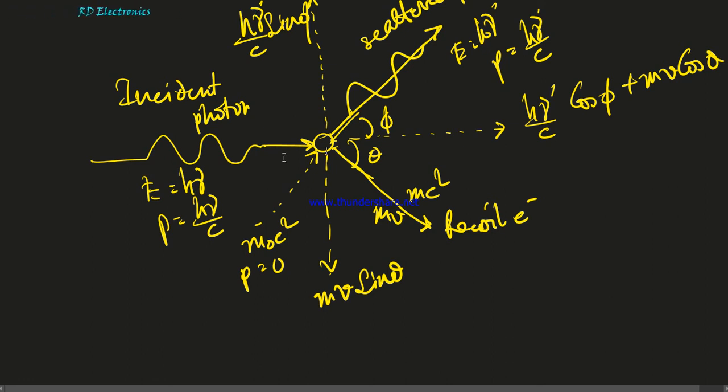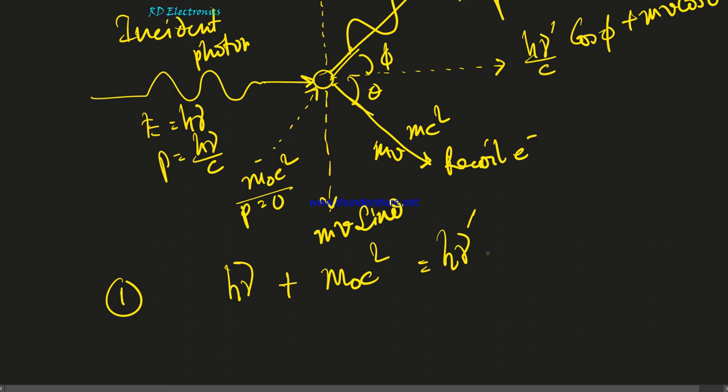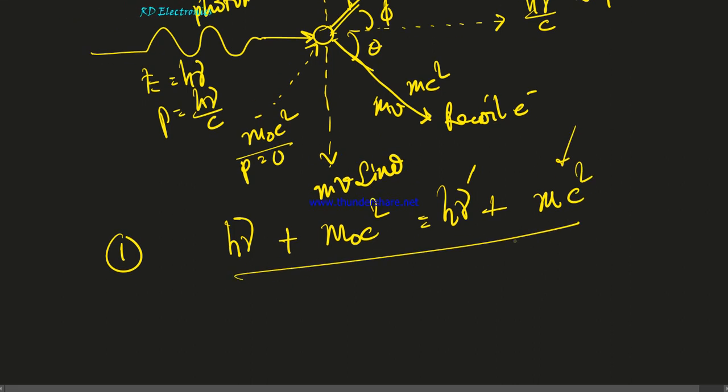So now we apply our two principles: conservation of energy and conservation of momentum. First of all, we apply the principle of conservation of energy. Here the incident photon energy is h nu, and this is the electron energy m0c square. This is equal to, because the collision is elastic, the scattered photon energy plus mc square, the energy of the recoil electron. So this is the law of conservation of energy.